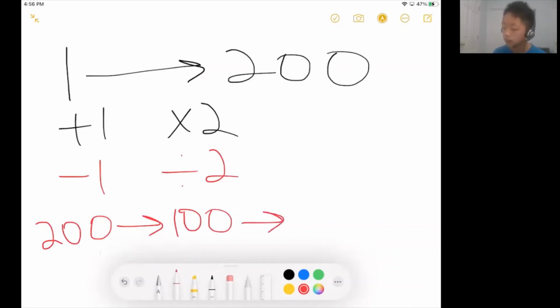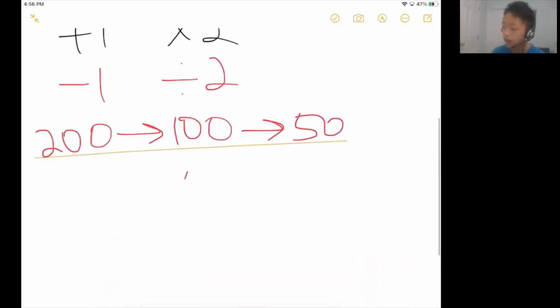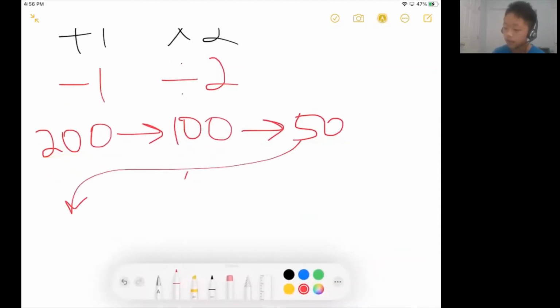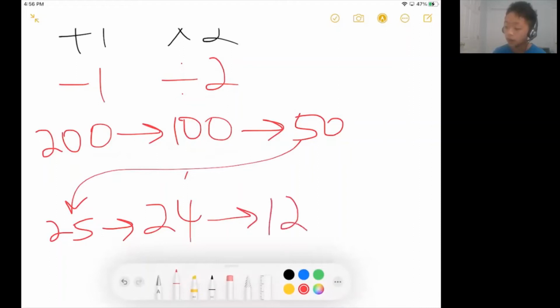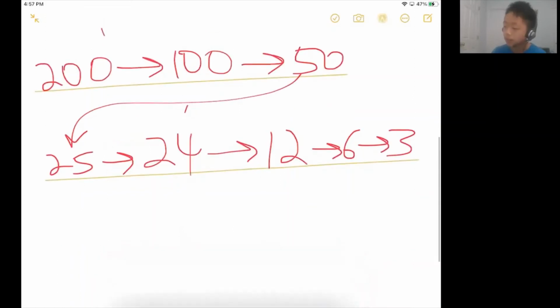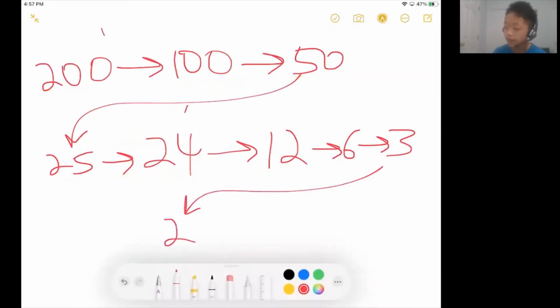Then from 100, we divide by 2 to get 50. From 50, we go to 25. From 25, we can't divide by 2 anymore, but we can still subtract 1, so we get 24. Now we can divide by 2 again, so we get 12. Then 12 divided by 2 is 6, and 6 divided by 2 is 3. With 3, you cannot divide by 2, but you can subtract 1, so that becomes 2. Then from 2, you subtract 1 and you get 1.